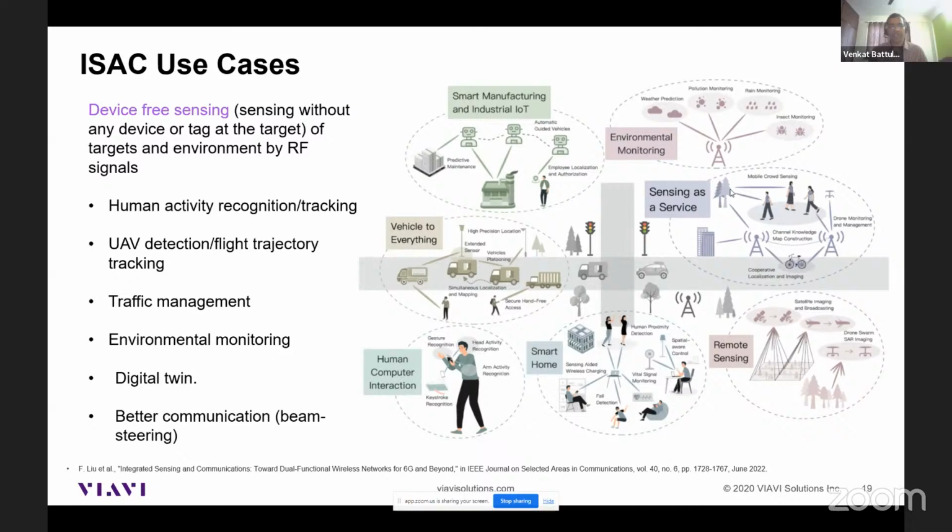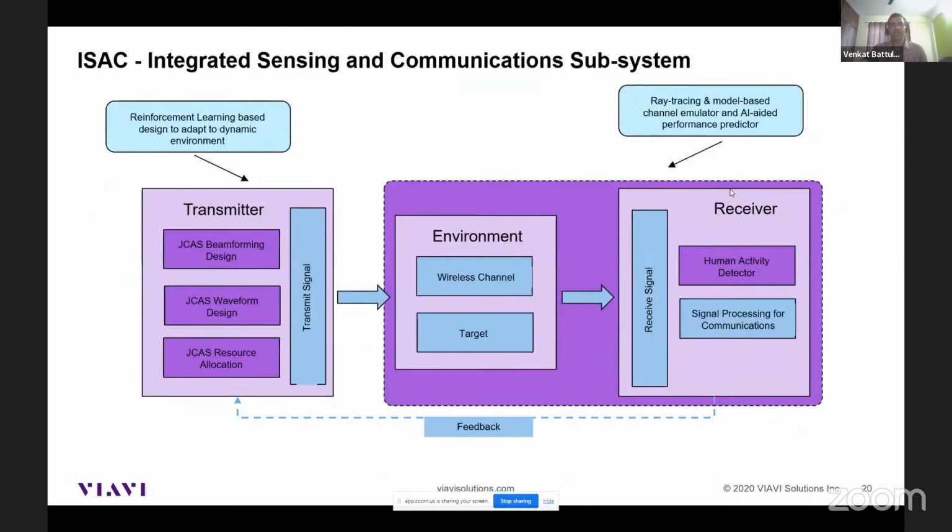And aerial vehicle detection, if some unidentified or unwanted drones are coming into your area, you can actually detect these aerial vehicles and their trajectory. Also traffic management, environmental monitoring, digital twin, and then better communications. You can form effective beams. You can see where the users are. You can form the effective beam spots in that area.